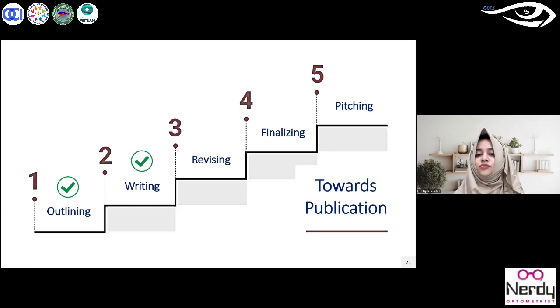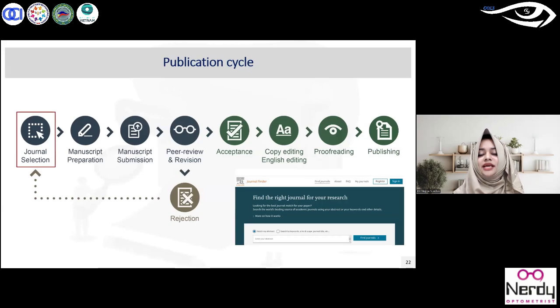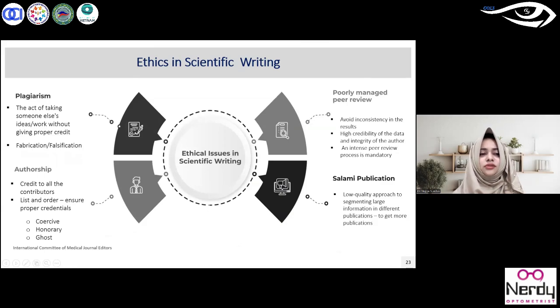We prep the manuscript, revisions are done, it is getting finalized, and now it is time to take the step towards journal submission to reach the destination of the whole journey. Here, I would like to mention a few ethical issues that might be involved in scientific writing, which we have to really take into consideration during the process.